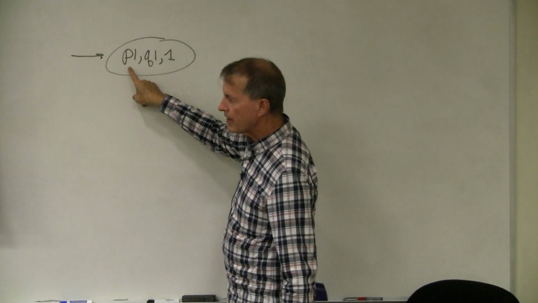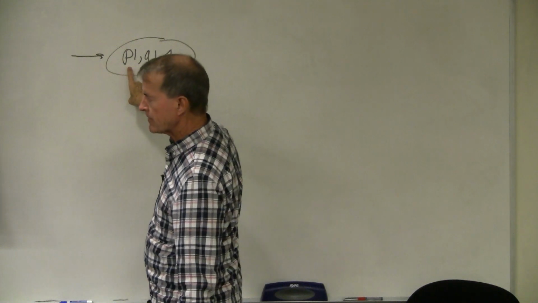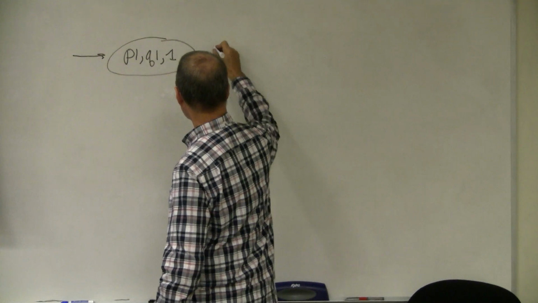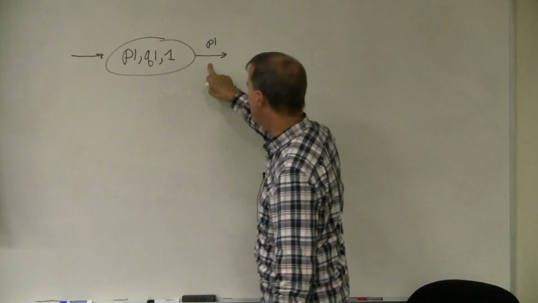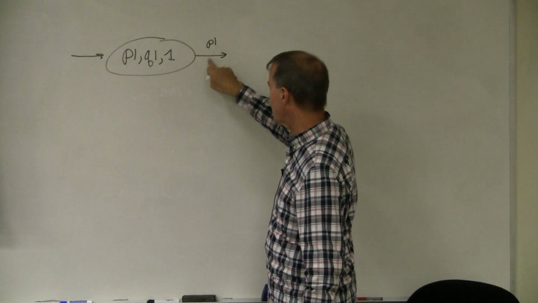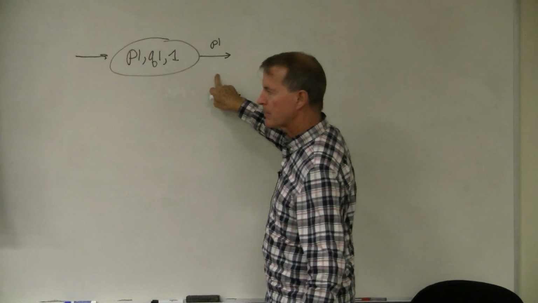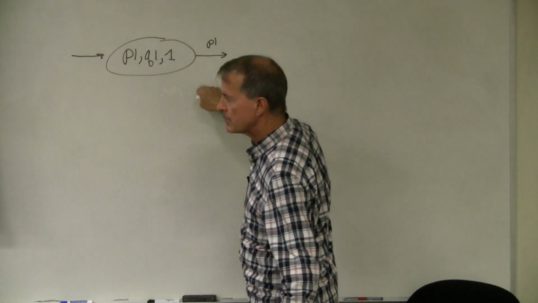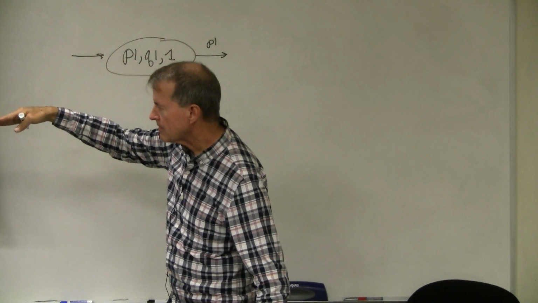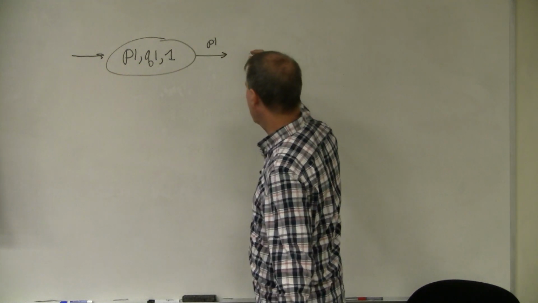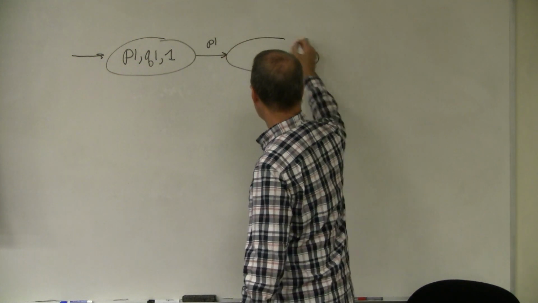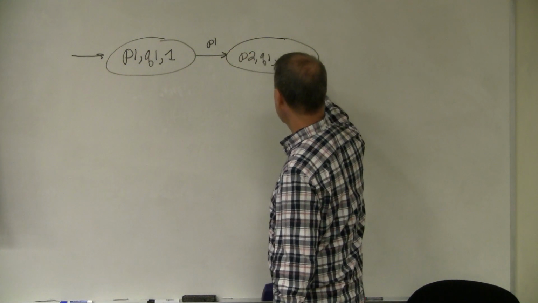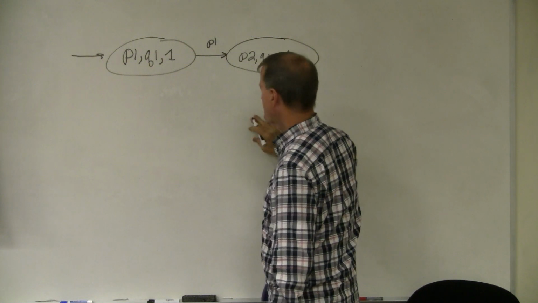So now here's my question. If P1 executes, what is the next state? I'm going to put P1 here. I wish our author would put which one executes on the diagram. It would make it easier. So P1, Q1, 1. If P1 executes, it's executing the non-critical section. So now the next state would look like what? It would be P2, Q1, and the value of turn would still be 1, right?